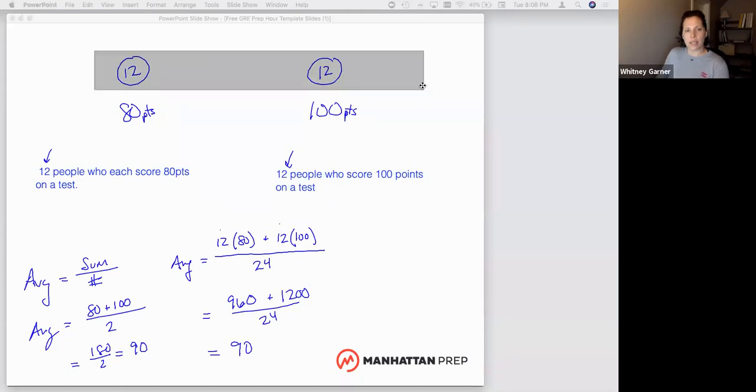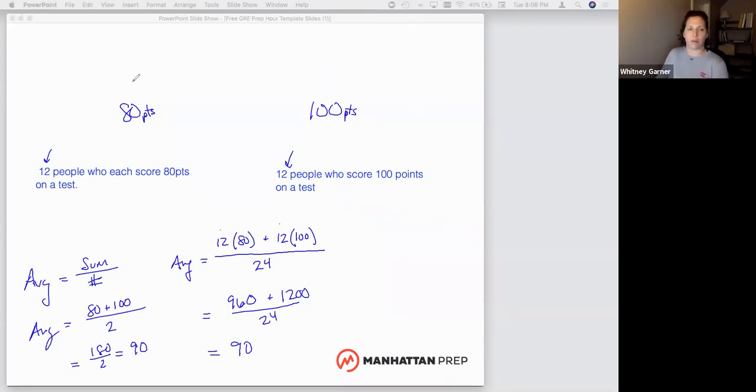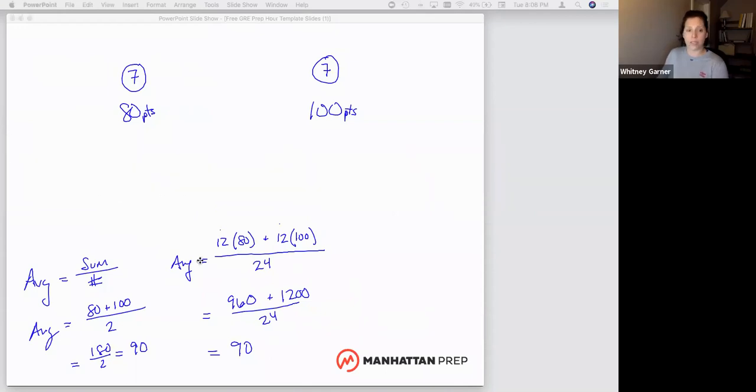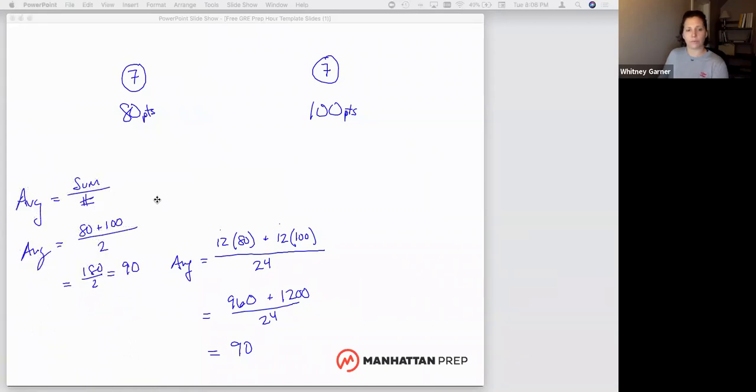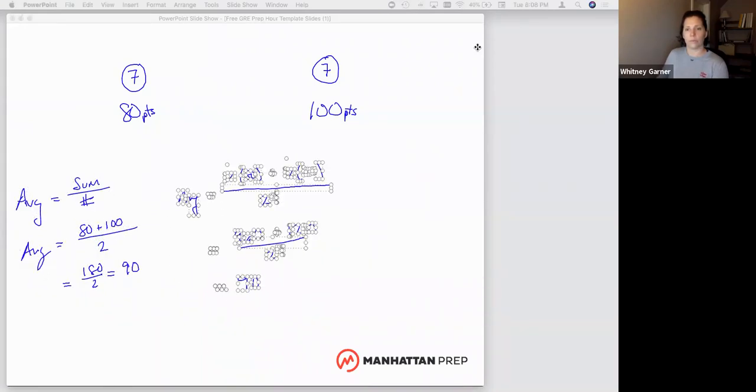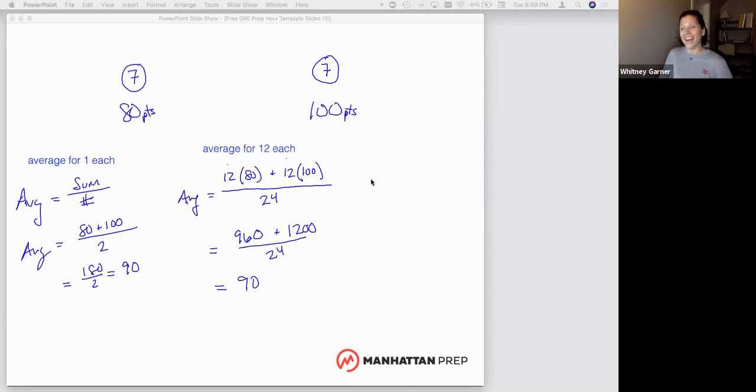One more. Let's imagine instead of 12 people, I'll pick a little easier number to do the math with. Let's say there are 7 people who get 80s and 7 people who get 100s. Now what is the average of those 14 people? What is their average? And how would I calculate it?